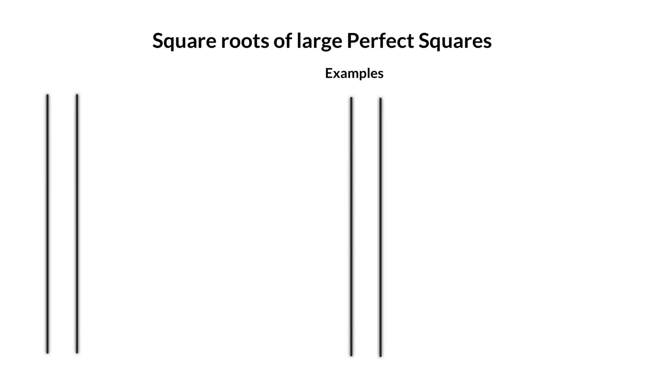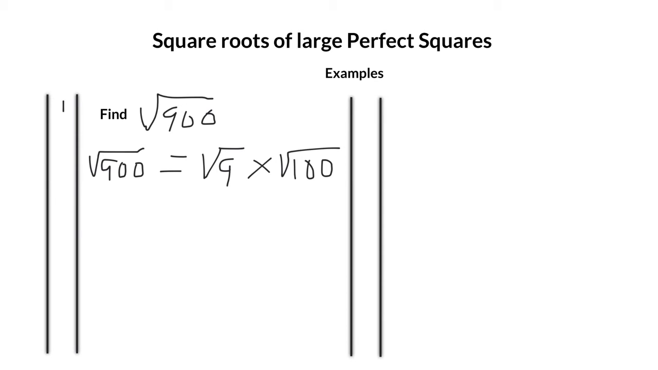Square root of large perfect squares. Example 1. Find the square root of 900. Square root of 900 is equal to square root of 9 times square root of 100. Square root of 9 is equal to 3, and square root of 100 is equal to 10. Therefore, square root of 900 will be equal to 30.